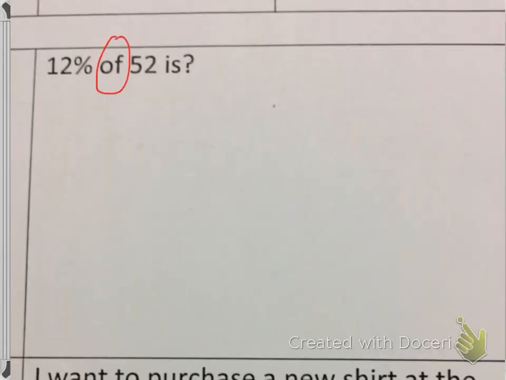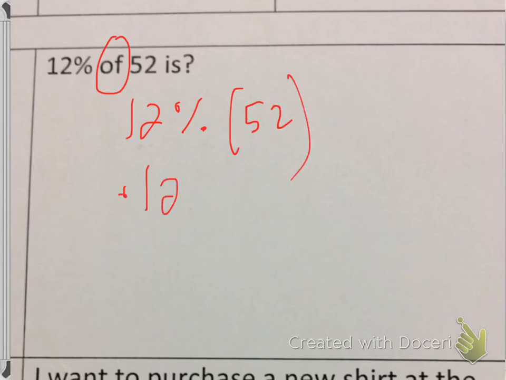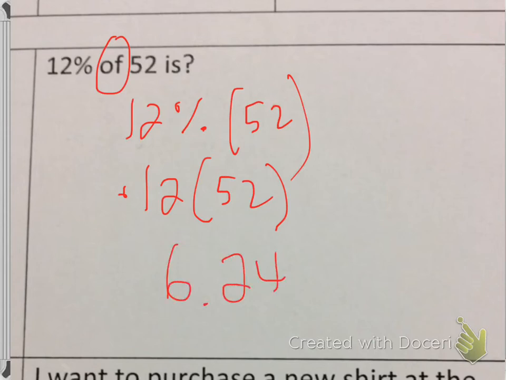Okay, again, the word of means to multiply, so 12% of 52. You have a percent key on your calculator. You can just use it like that, do 12% times 52. I like to just quick change it to a decimal point number and punch it in my calculator this way. So 0.12 times 52. When you do that, you get 6.24.